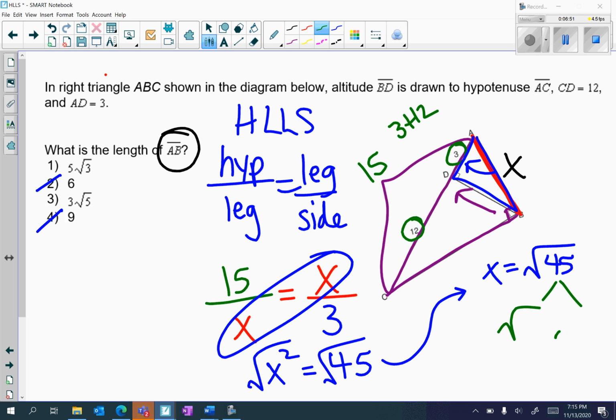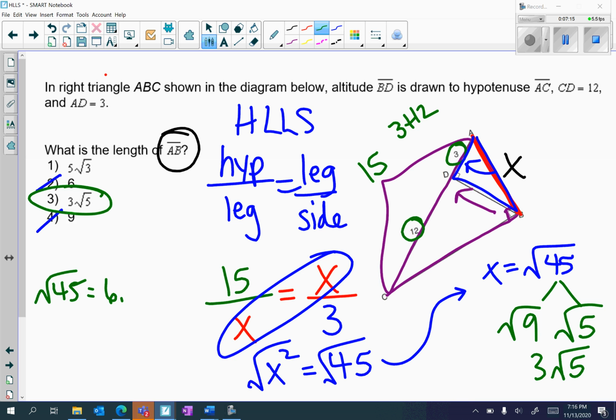What's the largest perfect square to go into 45? That would be 9. 9 times 5 is 45. Radical 9 simplifies to 3. We have 3 radical 5. Choice 3. If I type radical 45 into my calculator, I get 6.708, so on. If I type 3 radical 5 in my calculator, I also get 6.708 and so on, which means those two answers are equivalent, so choice 3 has to be my answer.